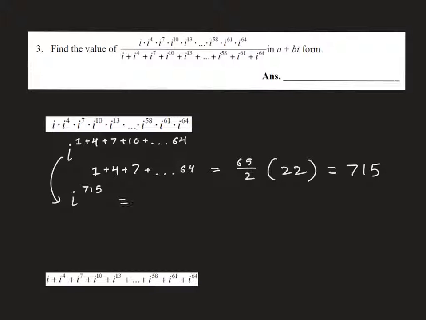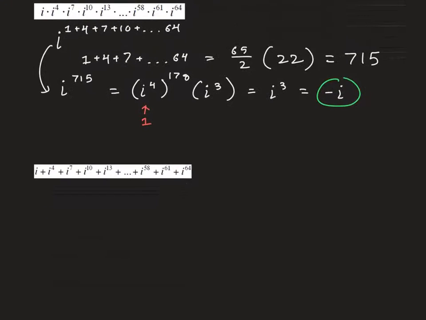And that's equal to I raised to the power 4 raised to the power 178 times I raised to the power 3. And that's, since I raised to the power 4 is just 1, that's just I raised to the power 3, and that's negative I. So the numerator simplifies to something pretty nice.